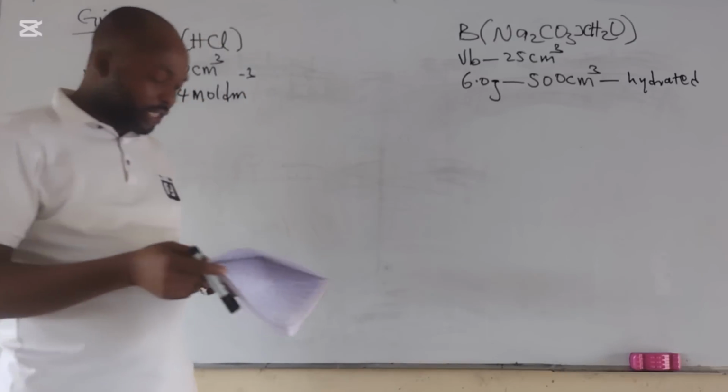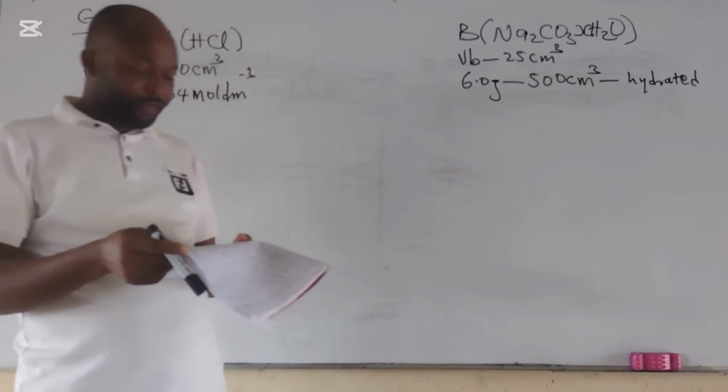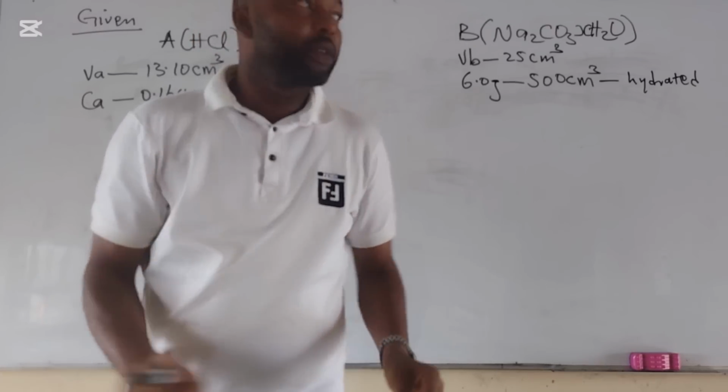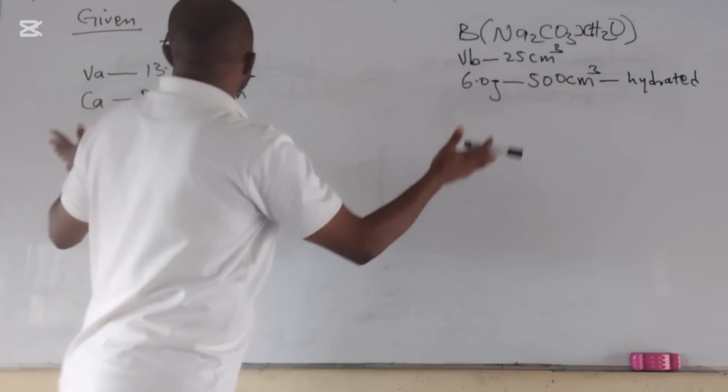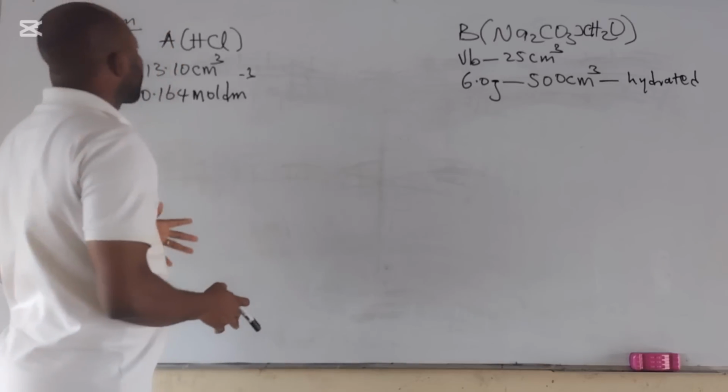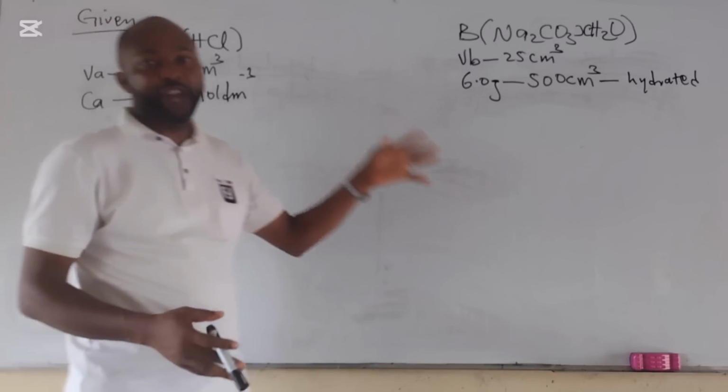Good. Using methyl orange as indicator, write the equation of reaction. So our first question has started officially. These are what they have given to us. We're going to use this to answer the questions that will be required. The first question is, we should balance the equation of reaction.